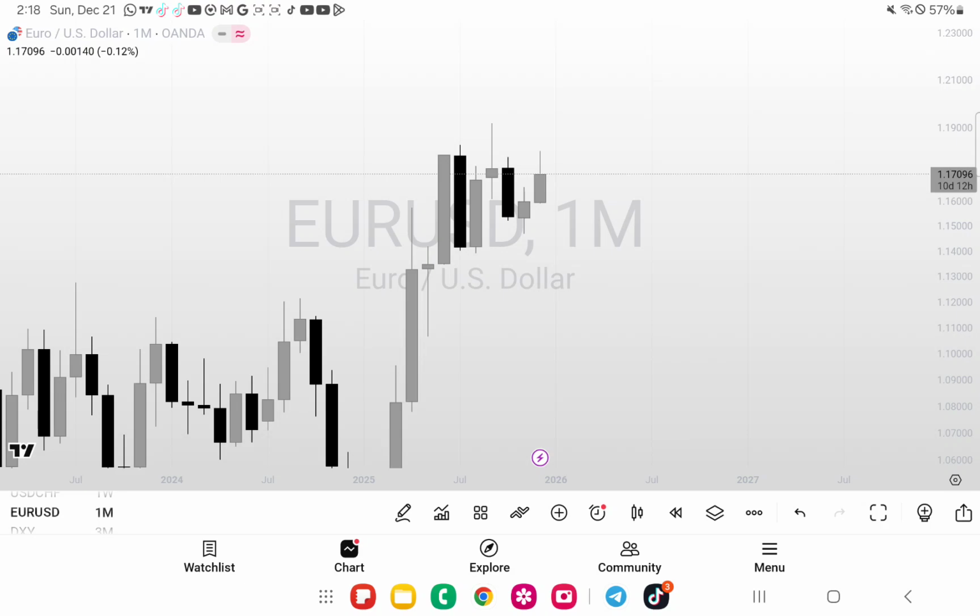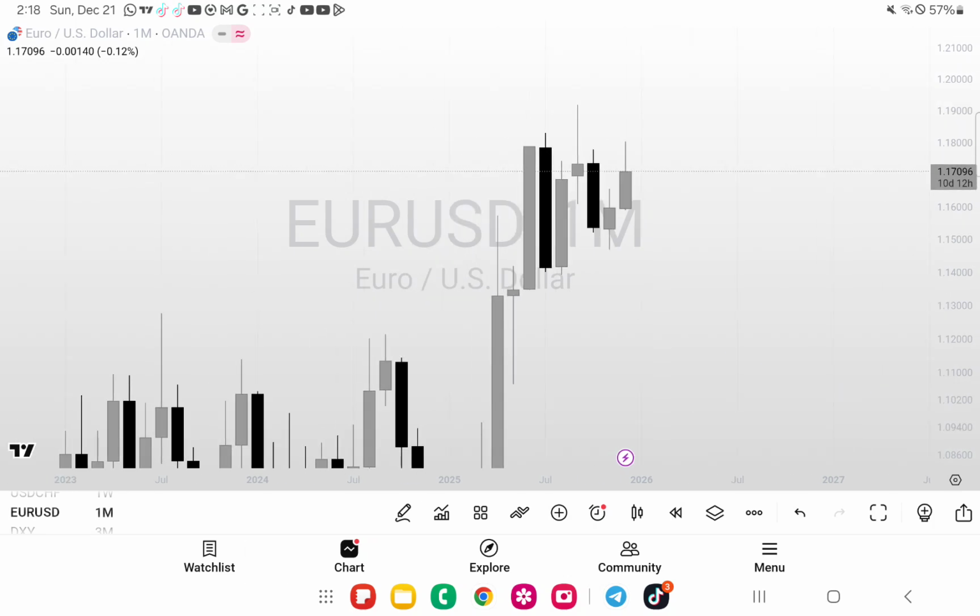Today we'll be doing top-down analysis on EURUSD. We'll be starting on the monthly time frame as usual, the 1 month time frame, because that's the higher time frame that we use to see the direction of the market before we use the other time frames for our entry, for the key levels, and for the point of interest.